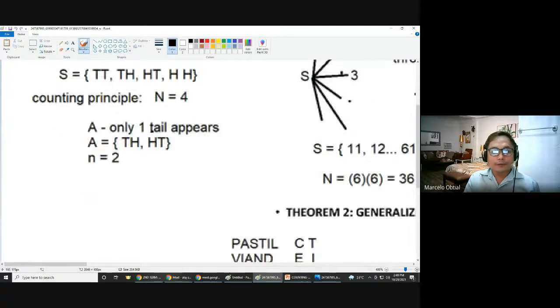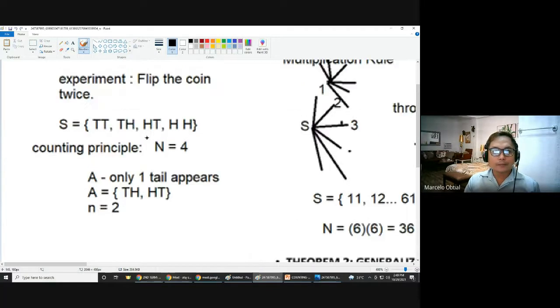Now, what if event yung ina-ask? So let us declare what is that event. For example, event A means there's only one tail that will appear. So bilangin natin from the total sample points ng experiment, nabibilang ba sa event na yun that only one tail appears? So itong TT, hindi, kasi dalawa yung kanyang tail. This one, TH, pwede, kasi isang tail lang siya. HT pwede din. And itong HH, hindi pwede kasi walang tail.